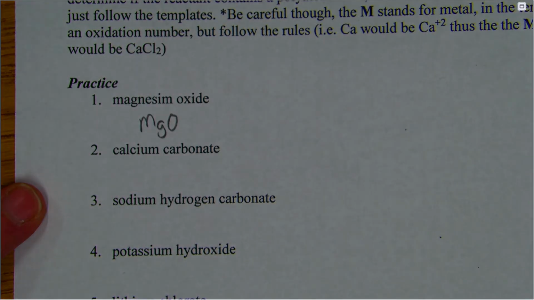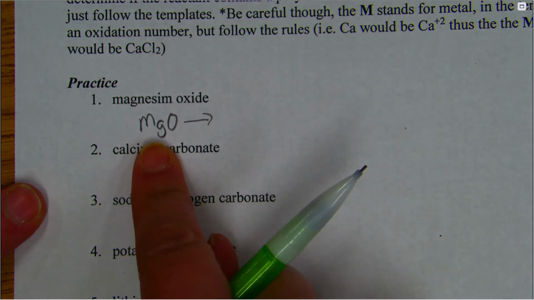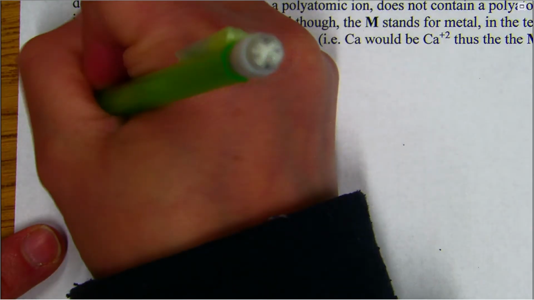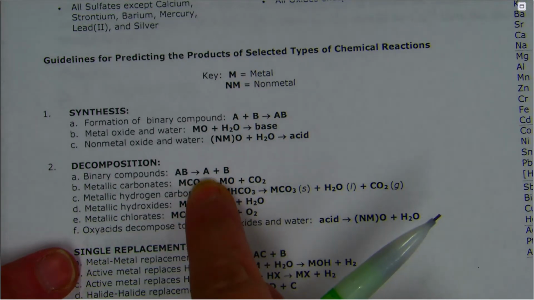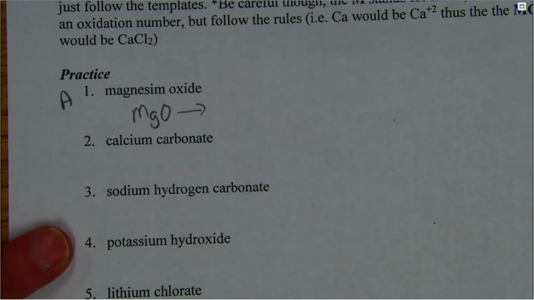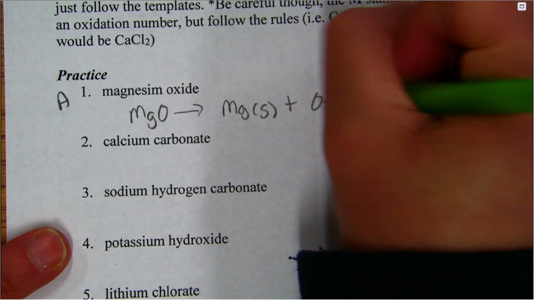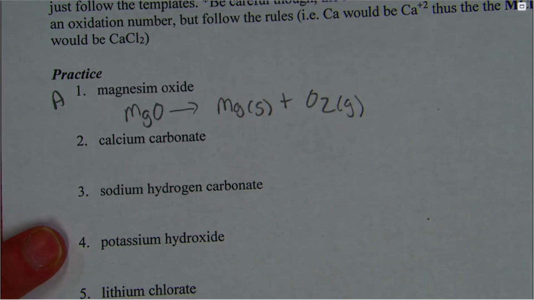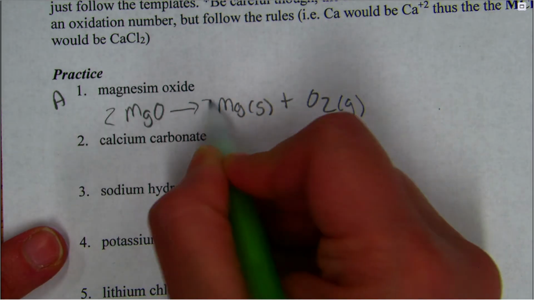Magnesium oxide. So here is a binary compound. So this is a type A. So I'm going to break apart into my individual elements. All right, magnesium and oxygen. Magnesium is a metal by itself, so it's going to be a solid. Oxygen by itself is always diatomic, and it is a gas. And then we balance. There we go.